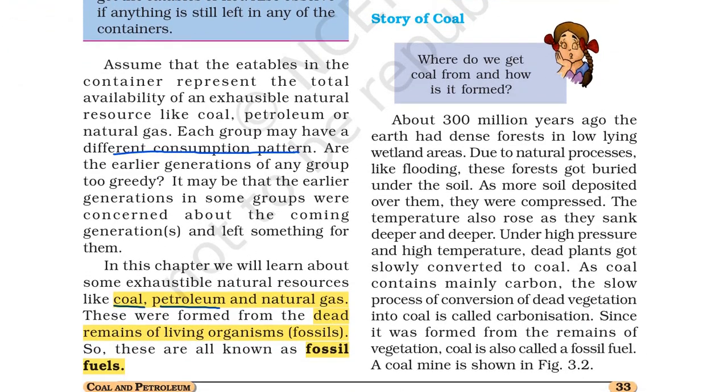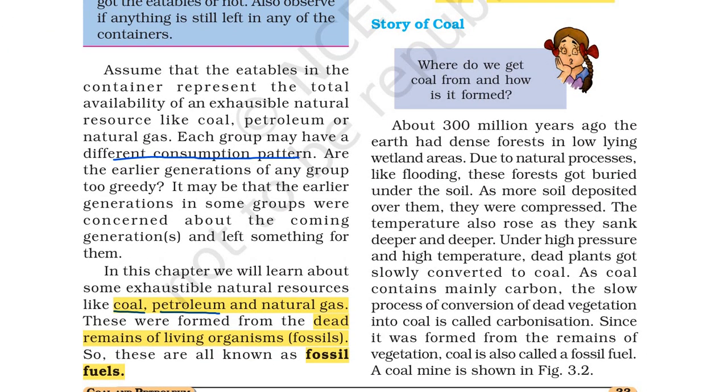Now let's try to discuss their story. Let's discuss the story of coal now. So what does it say? Where do we get coal from, and how is it formed? So coal is basically something we get from under the soil. And how do we get it? Because most of the remains of the organisms go under the soil, and they get deposited and compressed, and that's how coal is made.